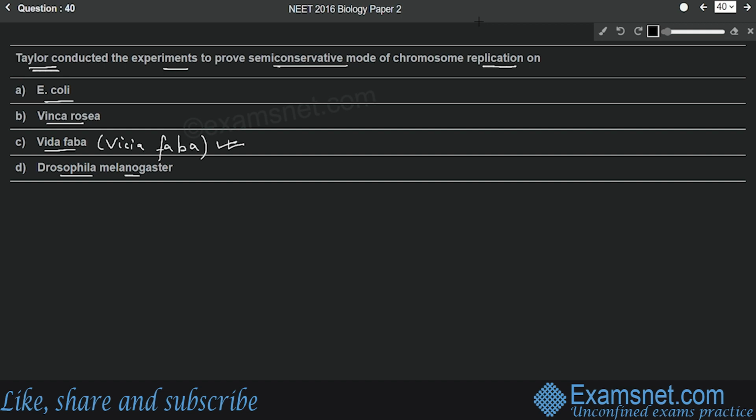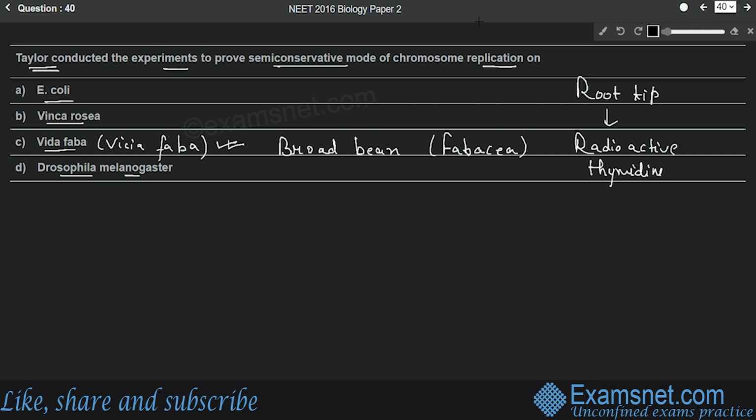So what is Vicia faba? This is commonly known as broad bean or faba bean, and it belongs to the family Fabaceae. It is a leguminous plant. And which part of this plant was taken for the experiment? The root tip. So Taylor treated the root tip cells of the Vicia faba with radioactive thymidine to label the DNA, and then grew them in the normal medium to demonstrate semi-conservative mode of chromosome replication.